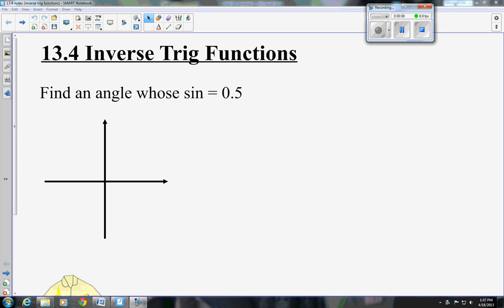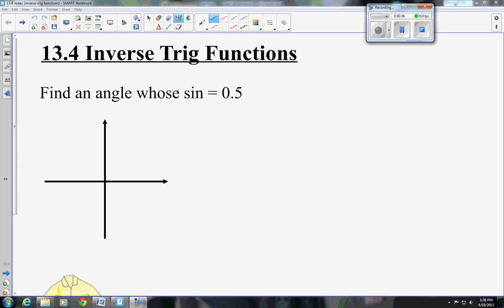For inverse trig functions, if I take the sine of an angle, it gives me a number, a ratio, opposite over hypotenuse, right? So if I want to find out what the angle is, that's going to be using the inverse sine function. If I'm given the ratio and I need to find the angle, that's going to be the inverse function.